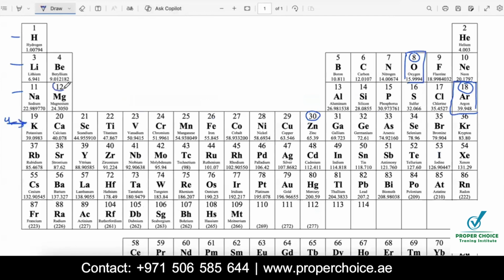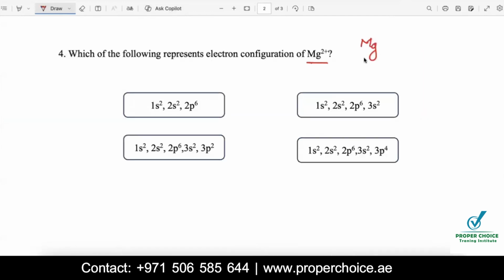The atomic number of magnesium is 12. Mg has atomic number 12, so it has 12 protons. As with the number of protons, there should be the same number of electrons, so we can say 12 electrons also. But when I write it as Mg2+, the 2+ indicates that this is the magnesium ion and it has 2 fewer electrons as compared to protons.